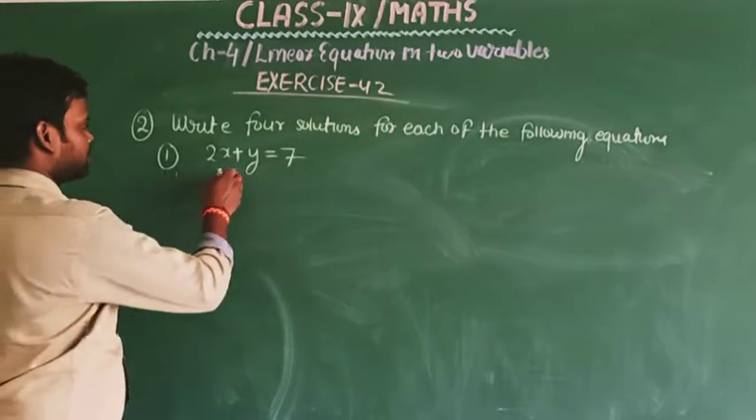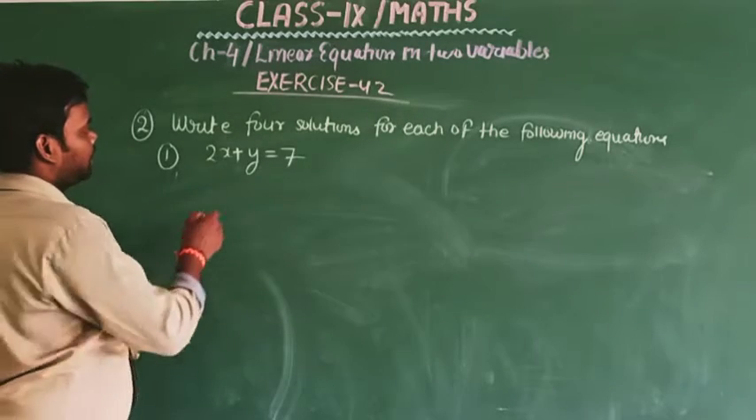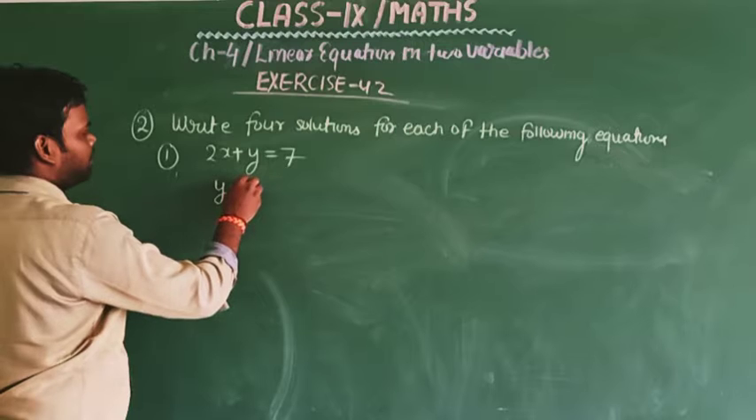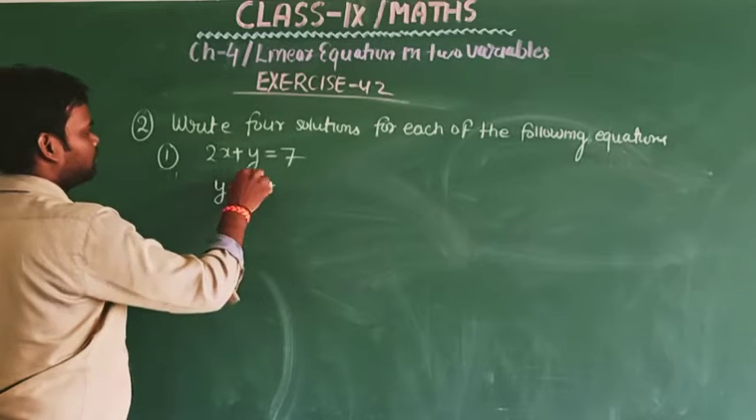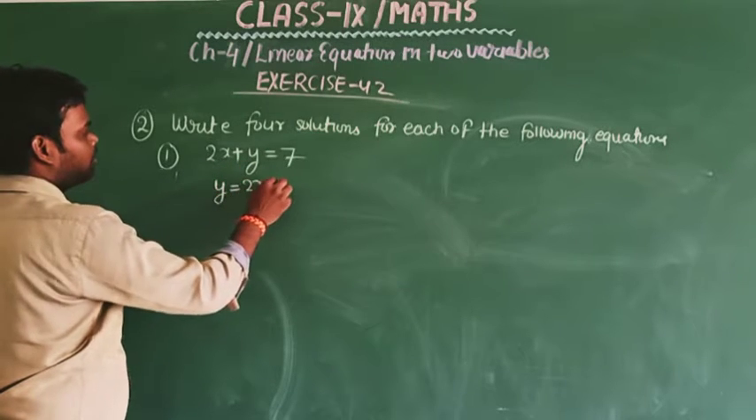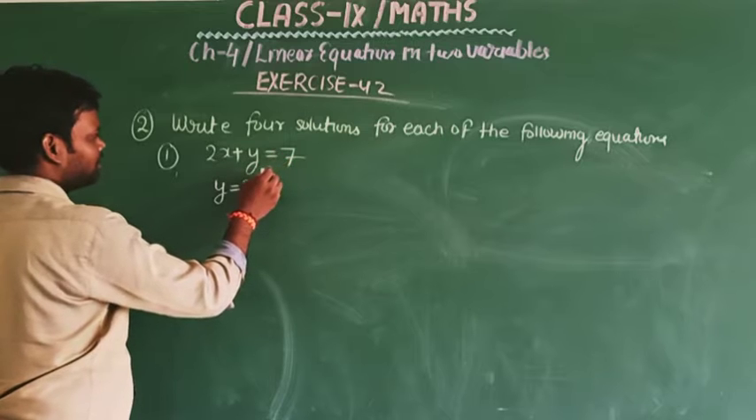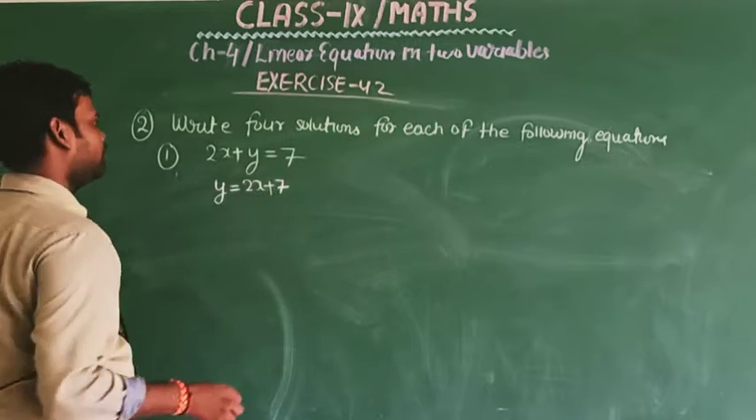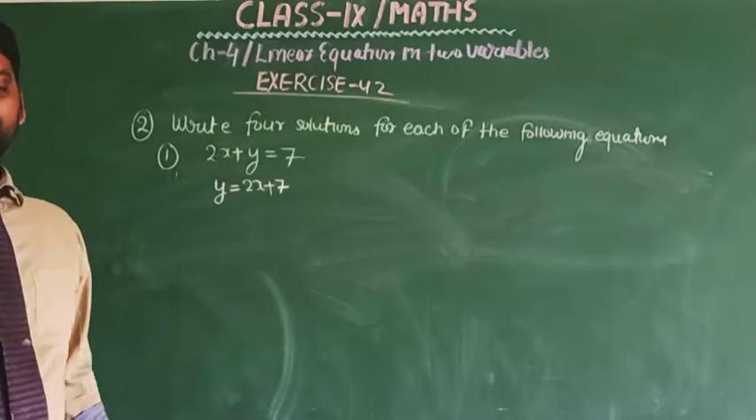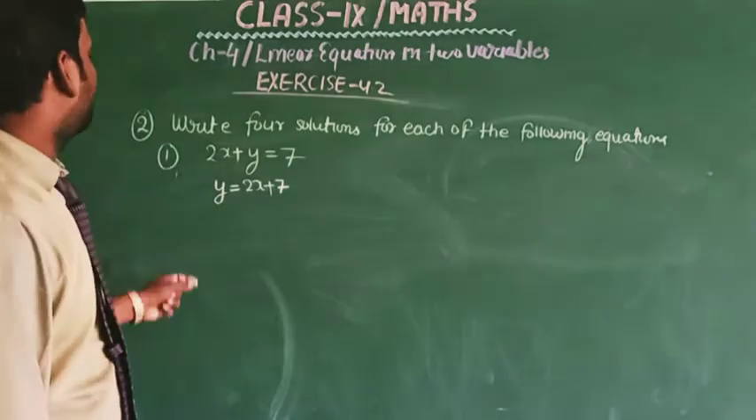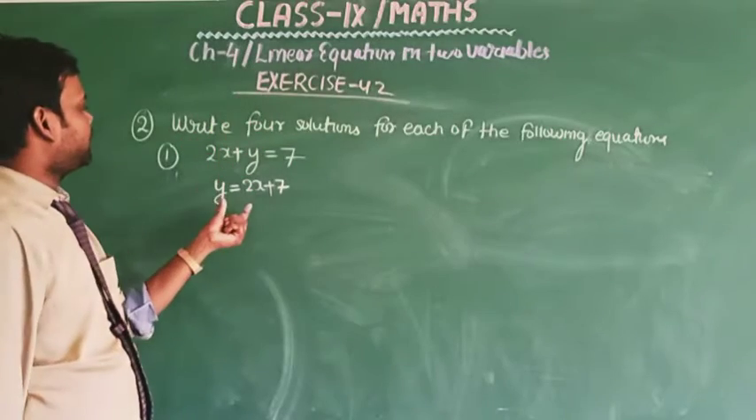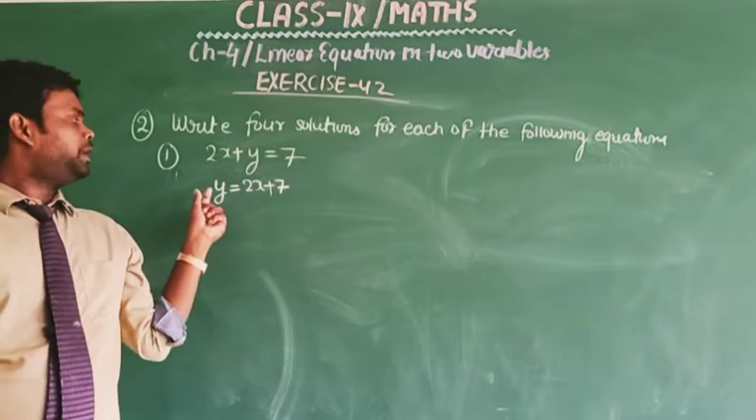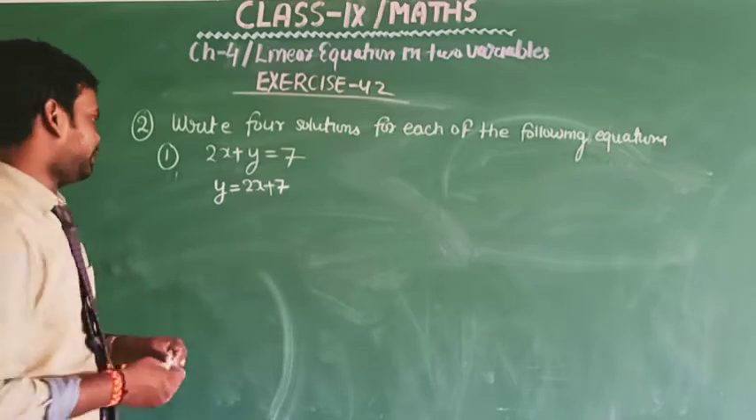For the given expression, express y in terms of x. So it becomes y equal to 7 minus 2x. Now taking any four different values of x, we get the corresponding values of y.